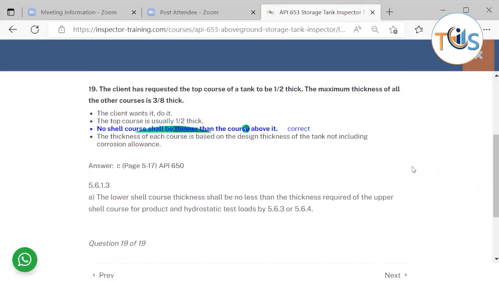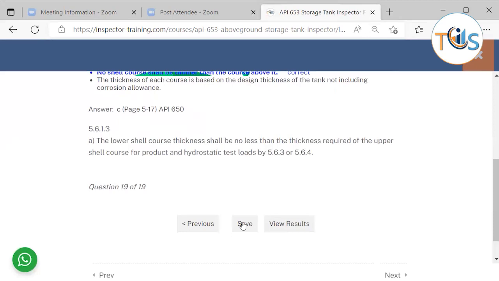The client has requested the top course of the tank to be 1/2 inch thick. The maximum thickness of all other courses is 3/8 inch. Now you can see here 3/8 inch is less than 1/2 inch or 4/8 inch. So you cannot have a shell course above another shell course that's thicker. It should always be less than, or at most equal to, the shell below it. So this is a code requirement, and this will be a violation. The manufacturer should not accept that.